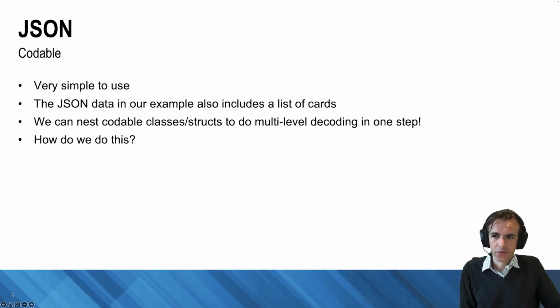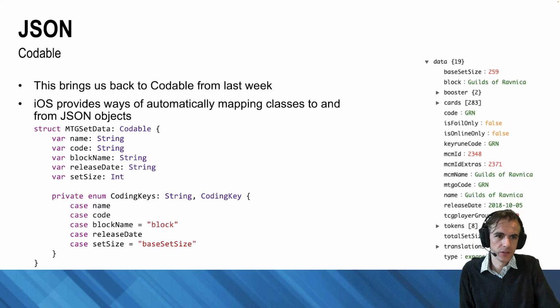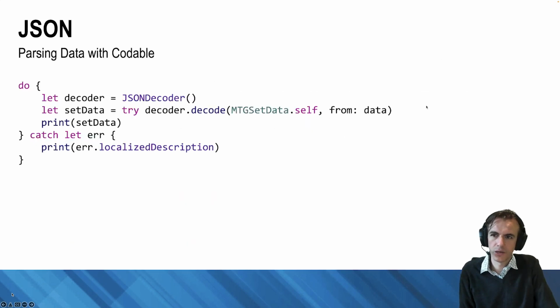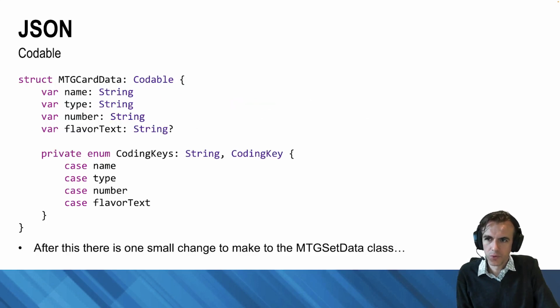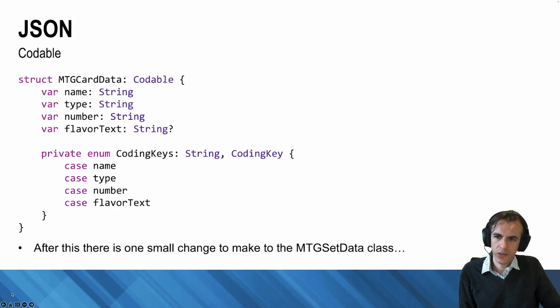The JSON data in our example also included a list of cards. So if we go back for a second, we can see here this object has an array with 283 cards. What about if we also wanted to decode that and have 283 card objects created for us? Well, this is where the power of Codable comes in. We can create a card data object. Again, it needs to be codable. In this case, we just care about 4 different properties, and we have the coding keys. In this case, we can actually even omit this part because we don't create any specialized mapping.